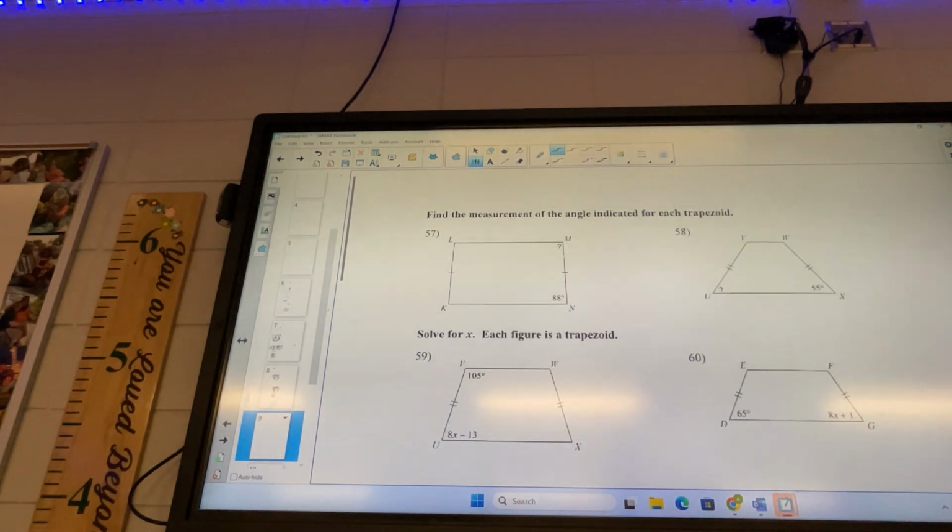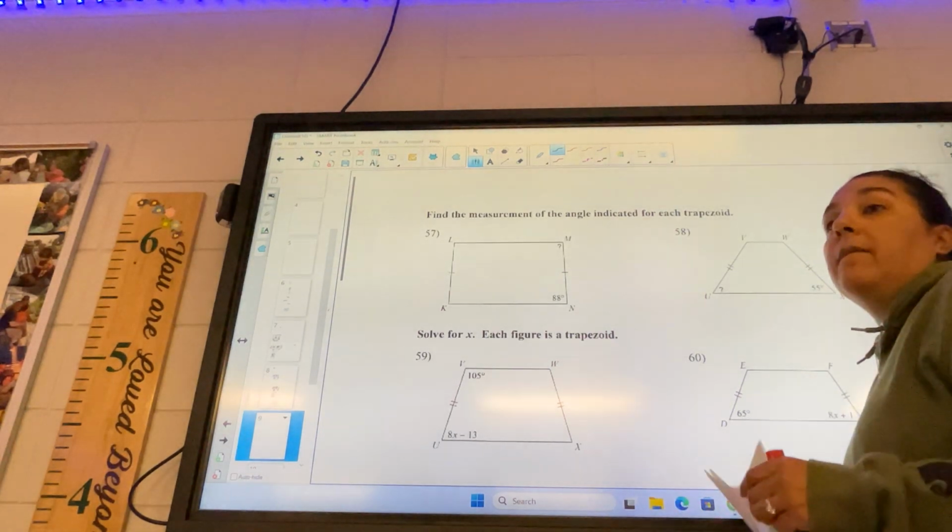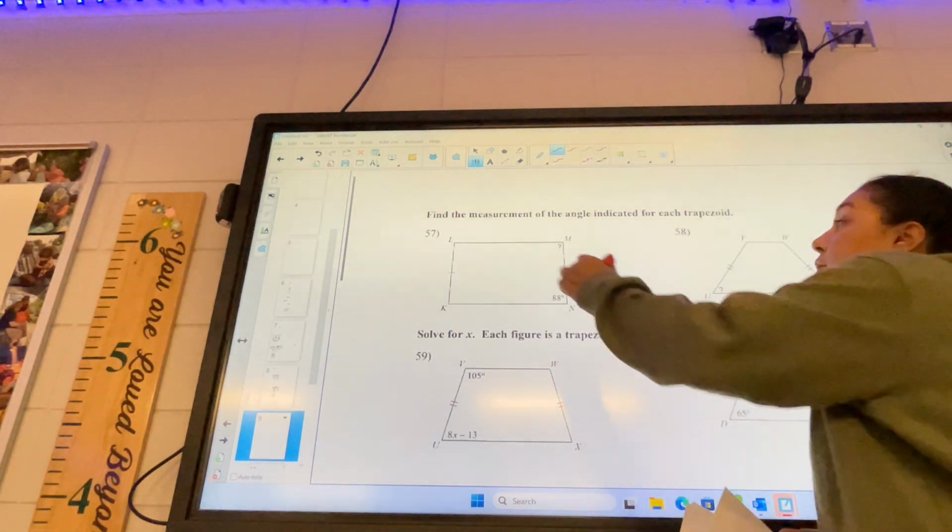57. Are those two the same or are they different? This one kind of works out, but are they the same or are they different? Different. So we're going to say 180 minus 88. 180 minus 88 is 92.